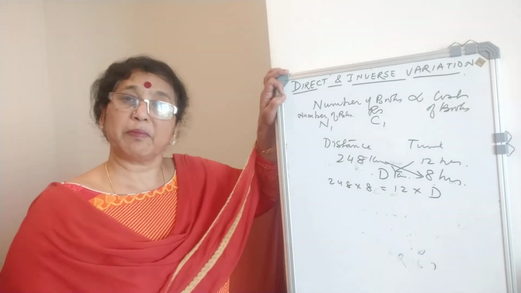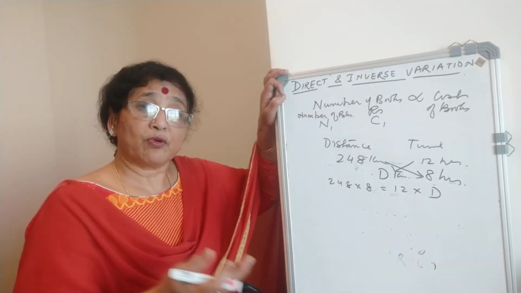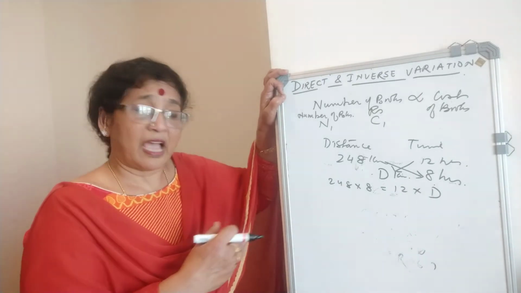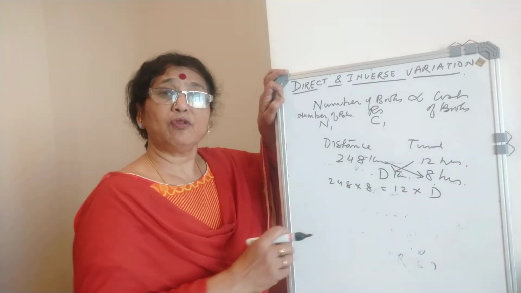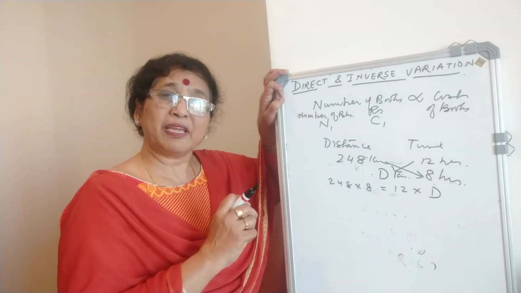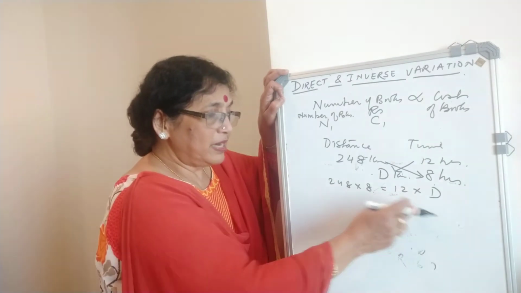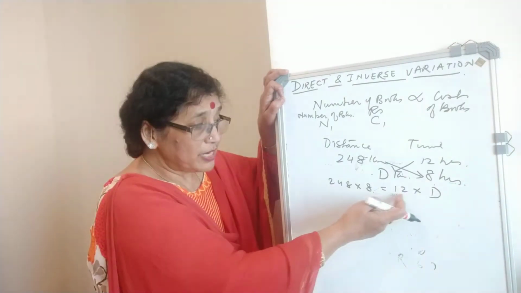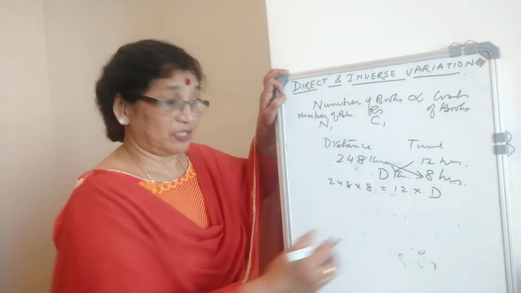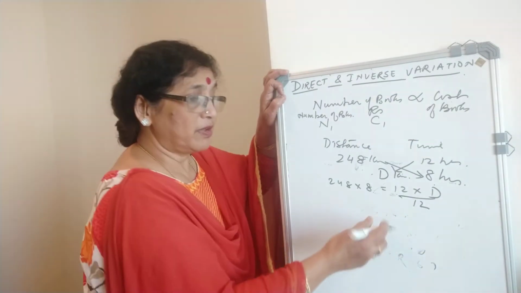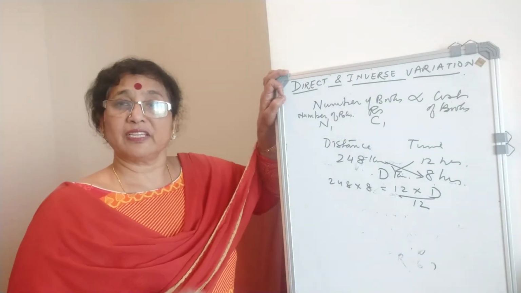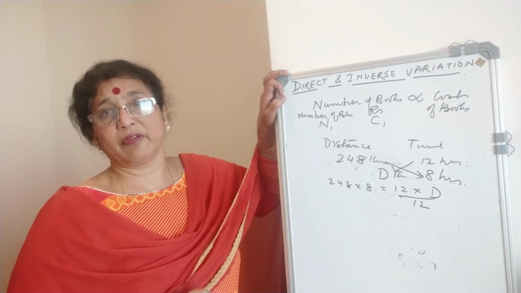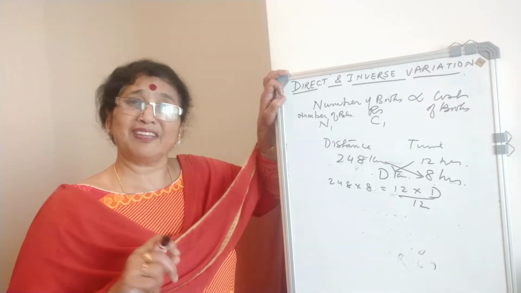Now what do I have to make? My D is on the right side, so I don't have to bring it to the left side. I have to remove 12 to make D alone, to find D. And it's multiplication, so I divide by 12. That's why the 12 comes here and becomes division, because I want to remove 12. It's not addition. If it's addition, I'll subtract to remove 12: 12 plus D, to remove 12, minus 12.